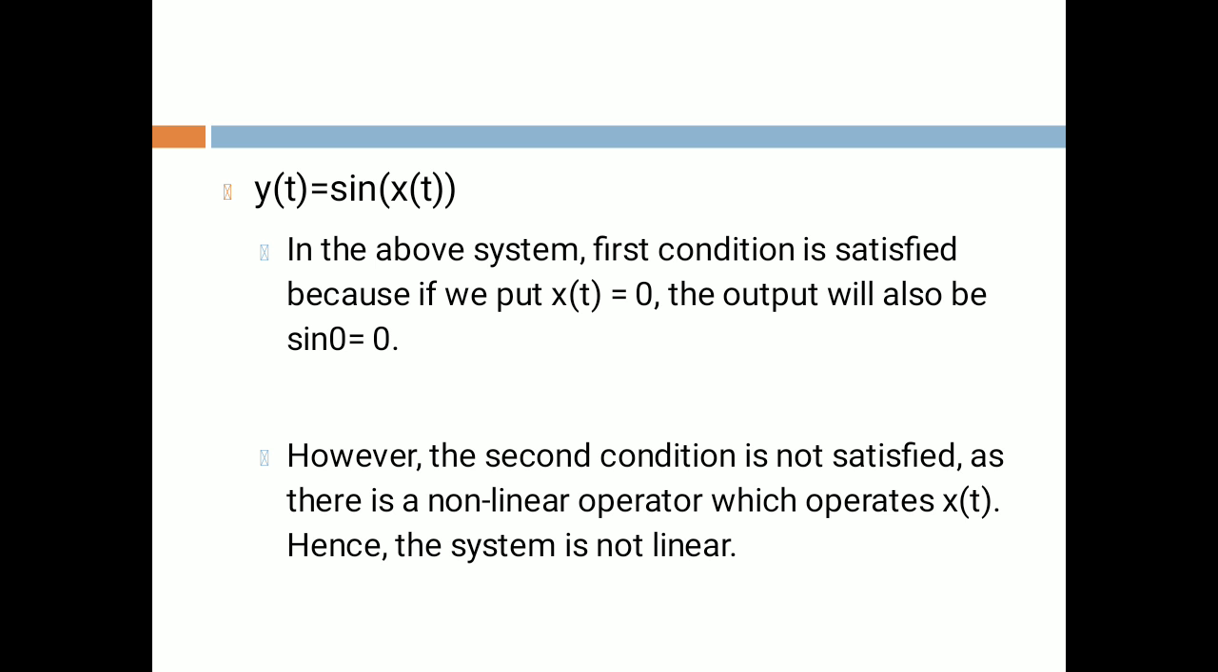So both conditions have to be satisfied. When x(t) = 0, sin 0 is 0, that we are getting. But what about the non-linear operator? This contains the non-linear operator, that is sine. So this system is a non-linear system. In this way you can identify which system is the non-linear system and which system is the linear system.